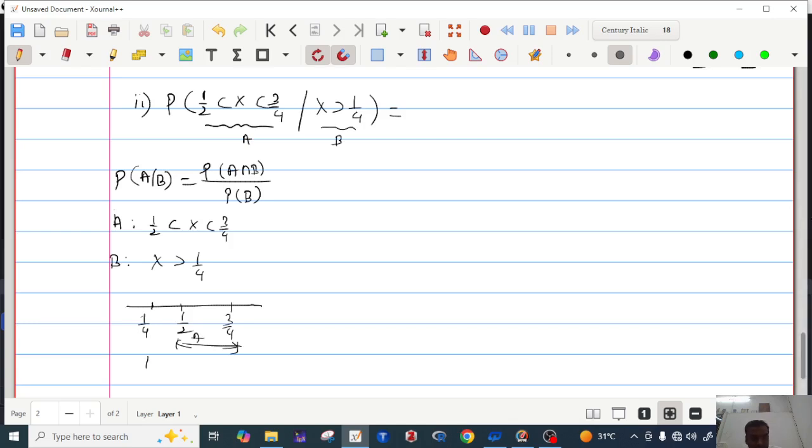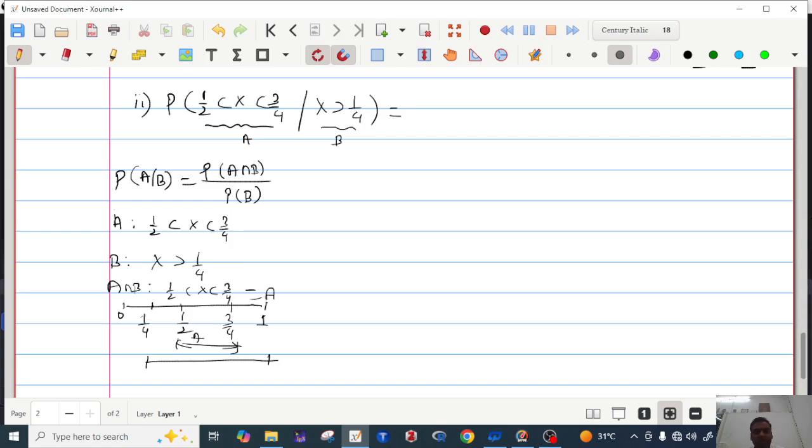B is this one. This is 1. The intersection part is 1 by 2 to 3 by 4. A intersection B part is 1 by 2 less than x less than 3 by 4, nothing but simply again A.